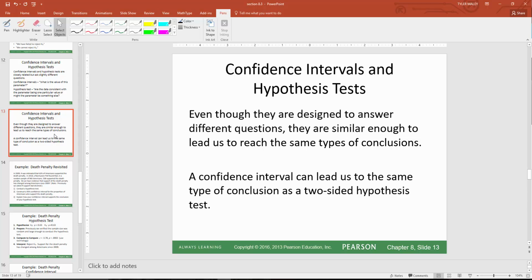So even though these are designed to answer different questions, they are similar enough that they can lead us to reach the same type of conclusions. We can actually do hypothesis testing through a confidence interval. A confidence interval can lead us to the same type of conclusion as a two-sided hypothesis test. So a two-sided hypothesis test is related to a confidence interval. They're the most related.